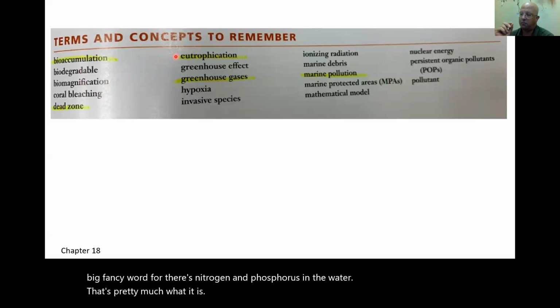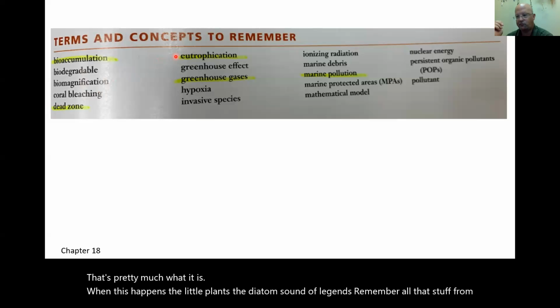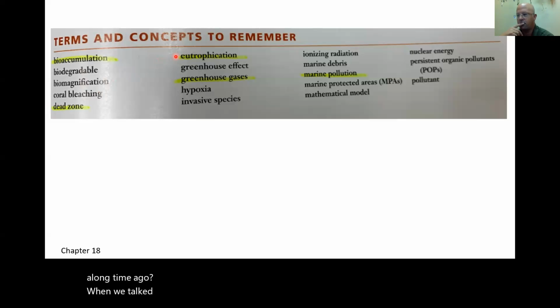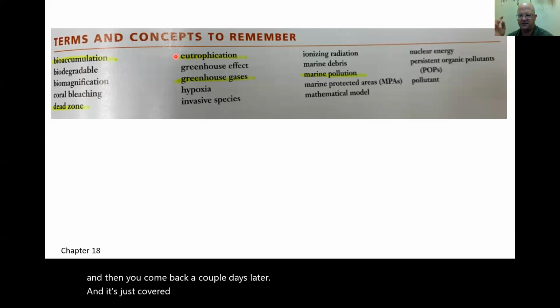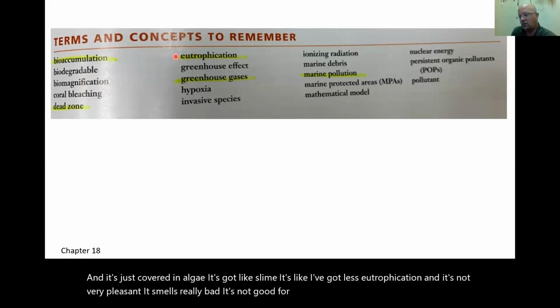When this happens, the little plants, the diatoms, dinoflagellates, remember all that stuff from a long time ago when we talked about primary productivity, grow a lot. So if you've ever been to a lake, or the ocean even, that one day was really pretty, and then you come back a couple days later and it's just covered in algae, it's got slime, that's eutrophication. And it's not very pleasant. It smells really bad, it's not good for the environment, and also a lot of it's not natural as well.